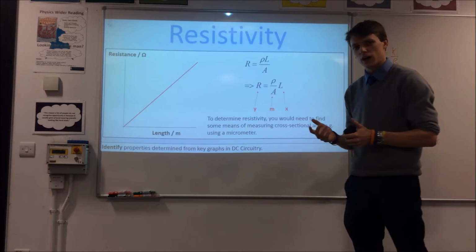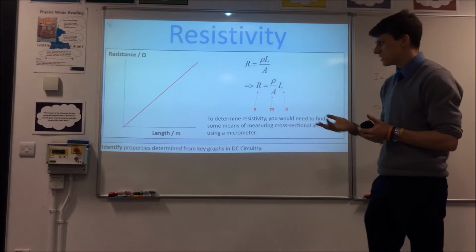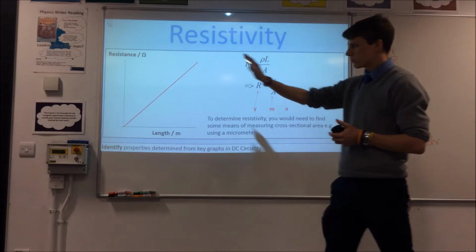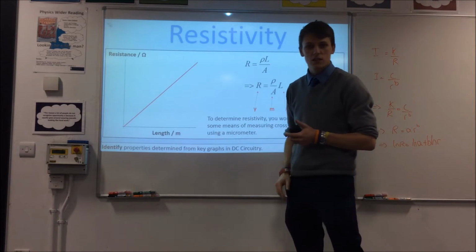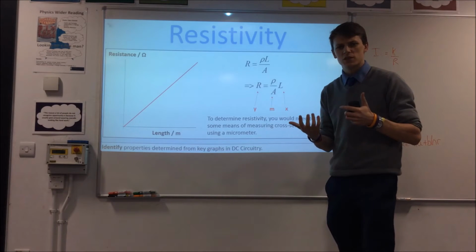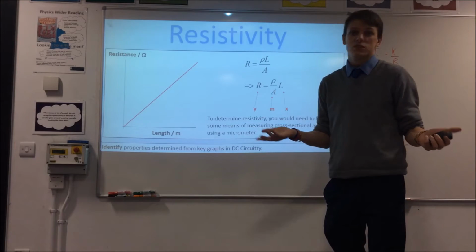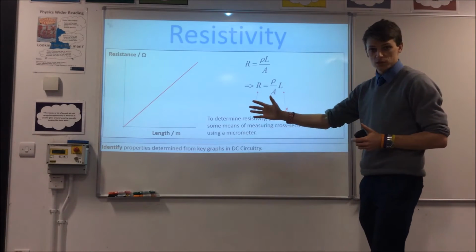Another graph we can look at is about the resistivity equation here. In this instance I've decided to have a graph of resistance against the length of a conductor. What should be quite intuitive is that if you have a longer conductor, that's going to have a bigger resistance. And that's definitely true.